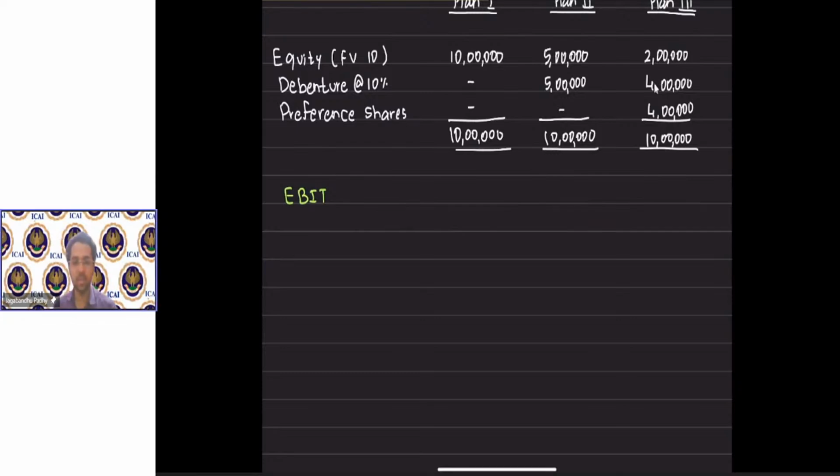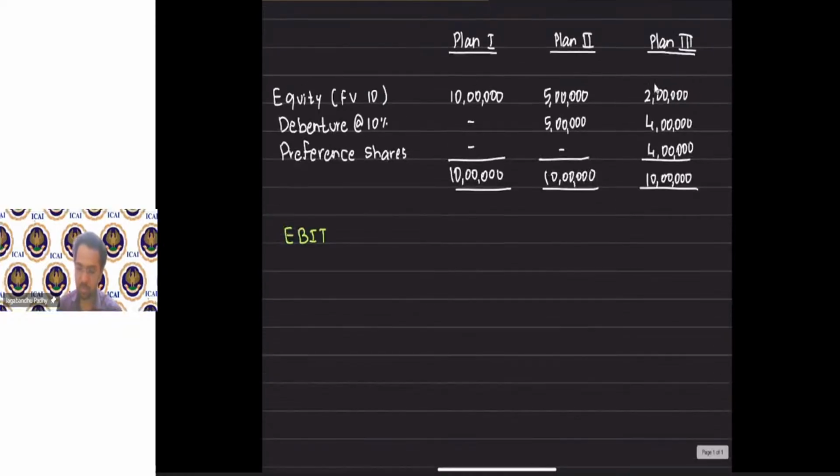Is the earnings before interest and tax going to be different for each of these plans? Of course not, because EBIT is operating income, and that shouldn't be a differentiating factor for the three plans. So EBIT should ideally be constant whichever way you raise the money, because the financing role comes into play only after EBIT. Till EBIT, from wherever you get the funds, the business is going to operate in a similar way, and your EBIT is going to be the same across all the plans.